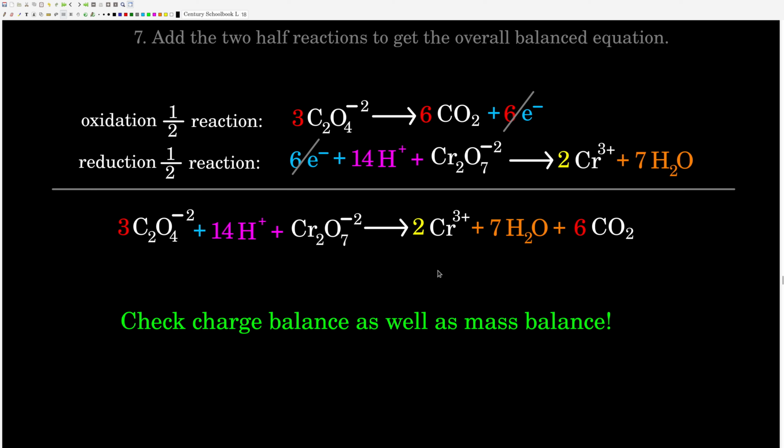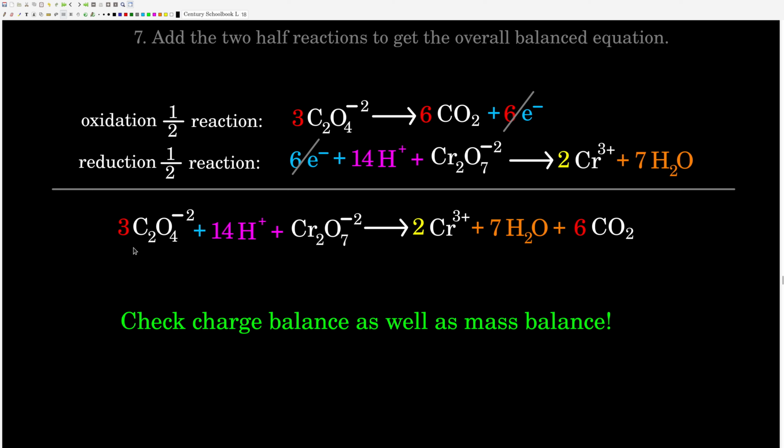You should always check yourself. It's real quick. Here we have to check 2 things. Not only must the mass be balanced, but the charge must also be balanced. Checking the mass balance is what we're used to. There's 3 times 2 is 6 carbons on the left, 6 times 1 is 6 carbons on the right. Carbon's good. Oxygens, 3 times 4 is 12, plus 7 is 19 oxygens on the left. 7 times 1 is 7, 6 times 2 is 12, 7 plus 12 is 19 oxygens on the right. Oxygens balanced. 14 hydrogens on the left, 7 times 2 is 14 on the right. 2 chromiums on the left, 2 chromiums on the right. We already did oxygens. All right, the mass is balanced.